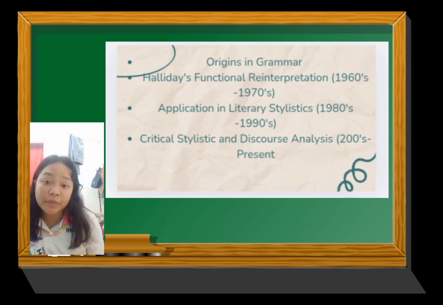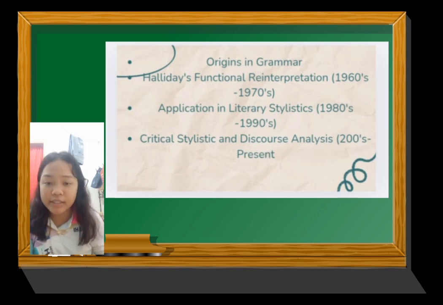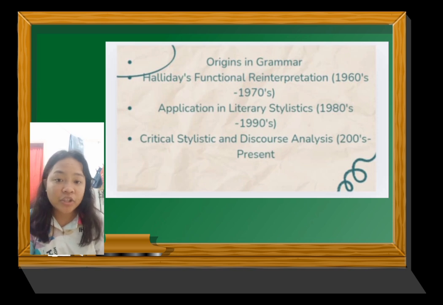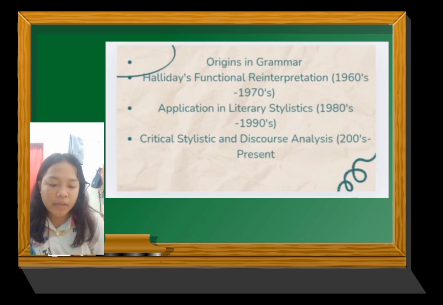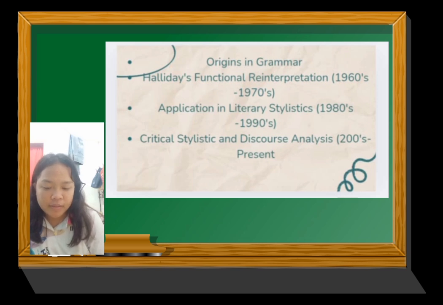First, we have the origins in grammar. Here, traditionally, transitivity referred to whether a verb took a direct object. For example, she ate an apple. That is transitive because the verb took a direct object, which is the apple. This was a syntactic view, focused mainly on sentence structure and verb types.